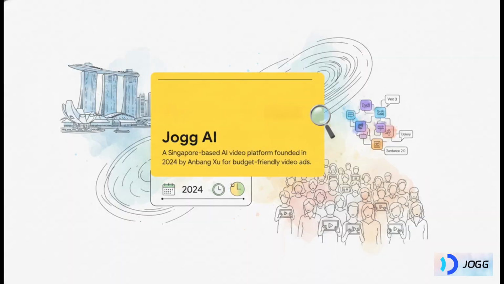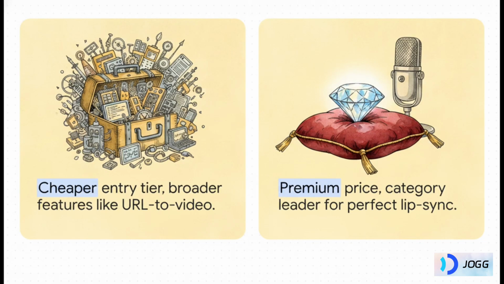To really understand its place in the market, you kind of have to look at its main rival. Jogg AI is aggressively pitching itself as a budget alternative to HeyGen. Where HeyGen charges a premium price and is basically the category leader for enterprise-grade polish and perfect lip sync, Jogg AI offers a much cheaper entry point. It provides a massive, broad feature surface, stuff like URL to video generation and face swapping, which really caters to creators who just want to experiment wildly without a massive upfront investment.